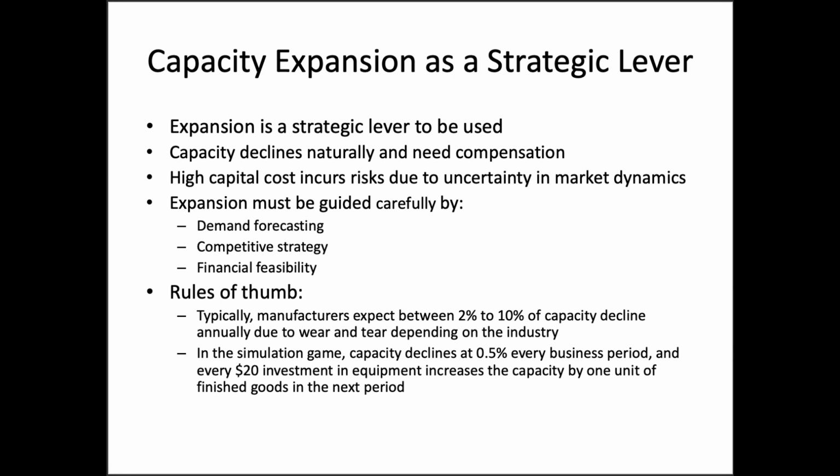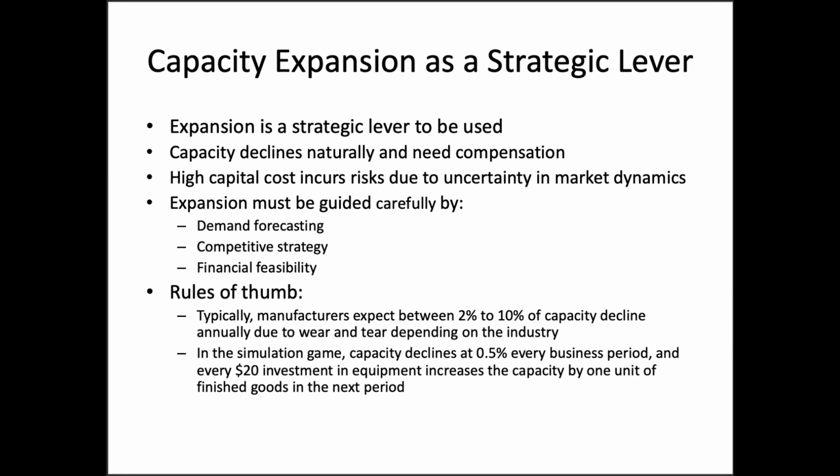The core principle in capacity expansion is that equipment investment should be guided by careful demand forecasting, competitive positioning, and financial feasibility analysis. A rule of thumb that may help you: typically, manufacturers expect between 2% to 10% of capacity decline annually due to wear and tear, depending on the industry.